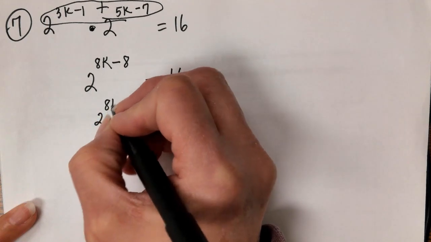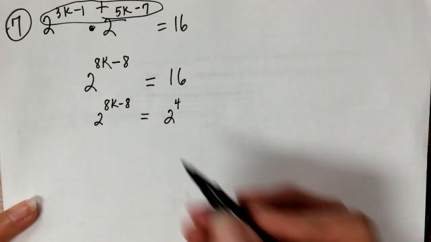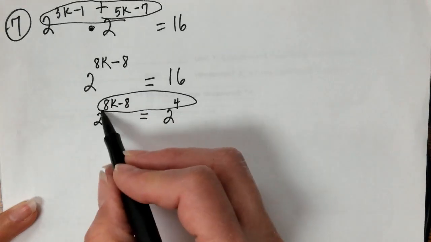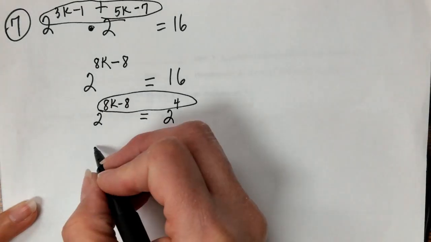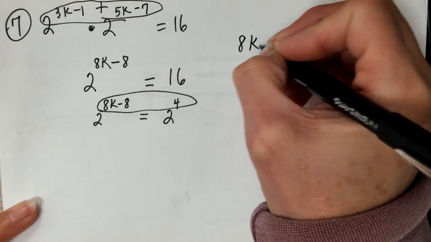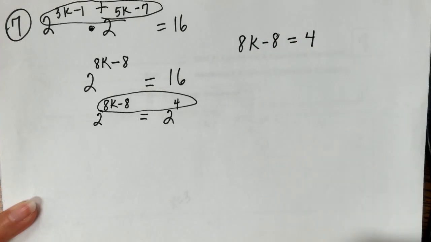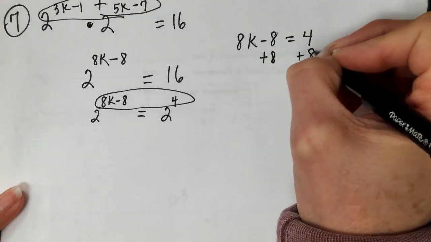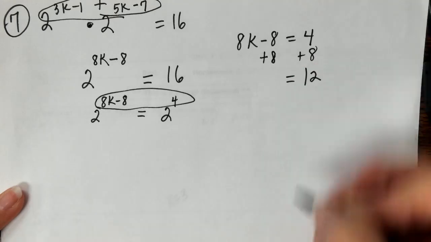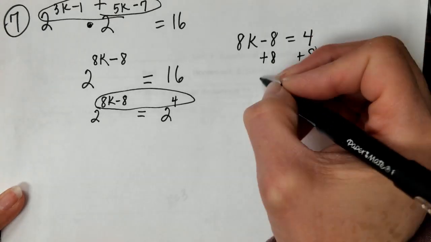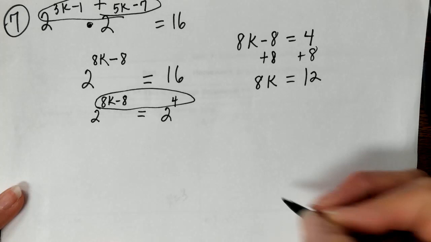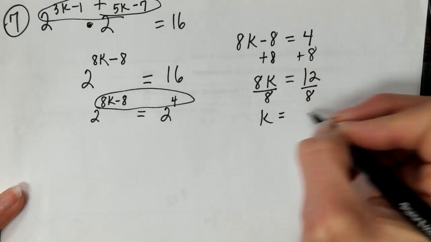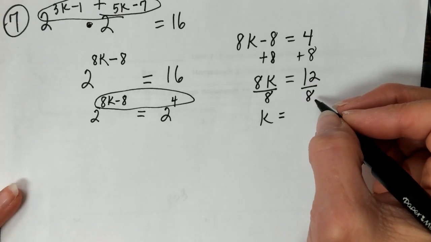I'll just rewrite this side of the problem. And now that my 2's match, we can just solve the exponents. So we can just say 8k minus 8 equals 4. And we can add our 8 over, which 4 and 8 gives us the answer 12 on that side. On the other side, we have our 8k. We could then divide by 8. And we could either put it in our calculator or reduce the fraction.